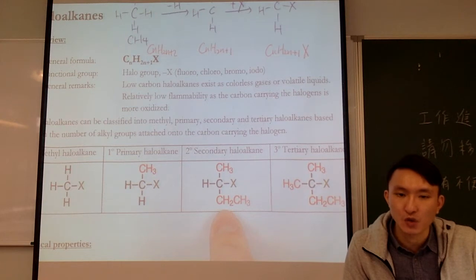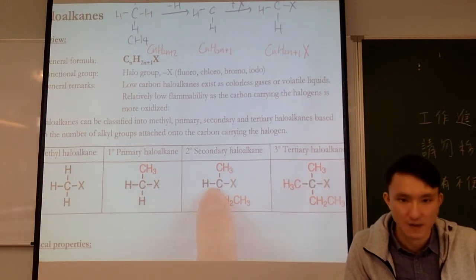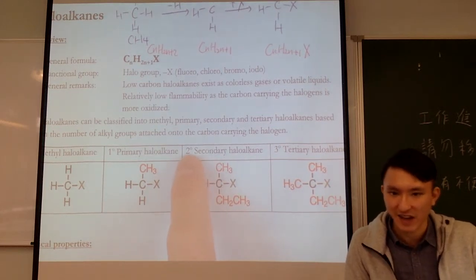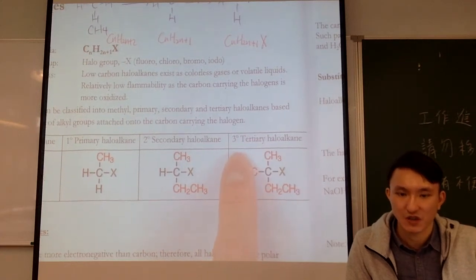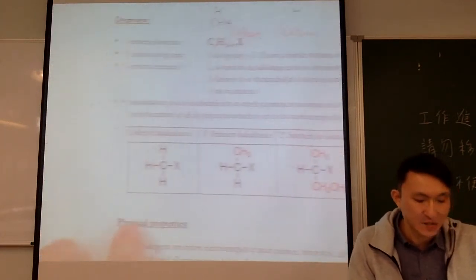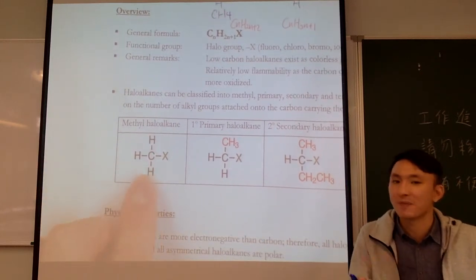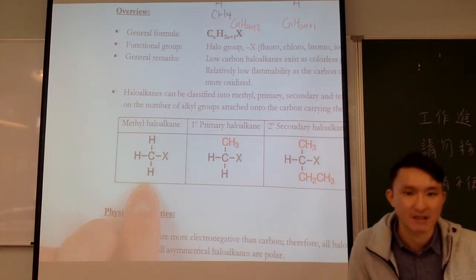It has two alkyl groups, the red one, attached to the halo carbon. So it is considered as the secondary haloalkane. And this one with three of them would give us a tertiary haloalkane. And this one, when there is no alkyl substituent, that would only be one possibility, which is methyl. And we will call this one a methyl haloalkane.